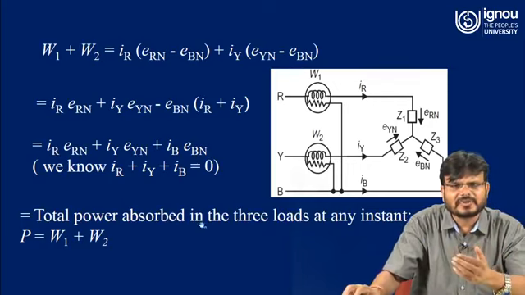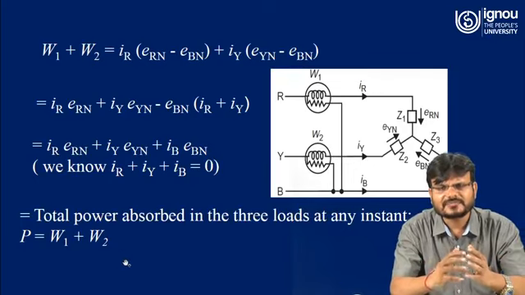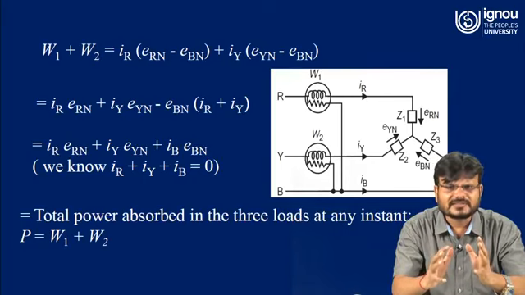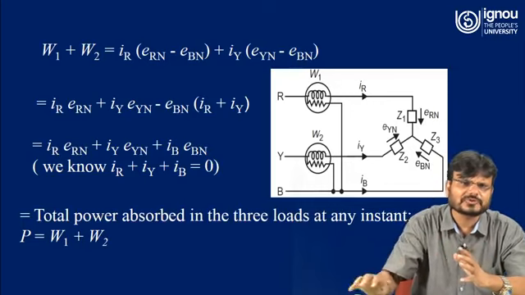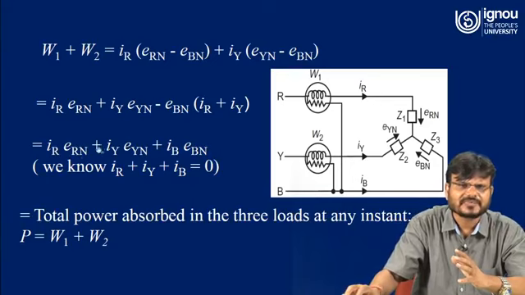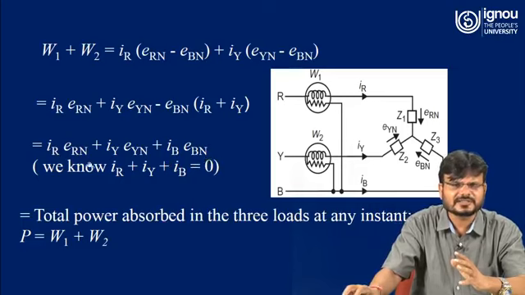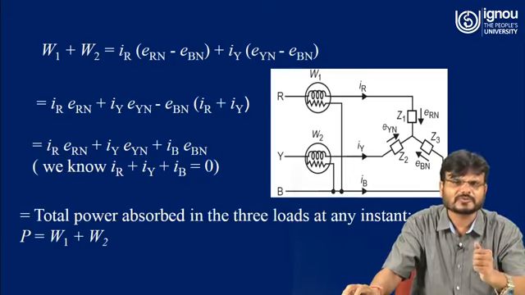So the total power absorbed in the three-phase loads at any instant is equal to what? P. So you can say P is equal to W1 plus W2. We can conclude that the total power in a three-phase system can be measured by the two wattmeter method, that is W1 plus W2. So power P is equal to iR eRN plus iY eYN plus iB eBN, and P is equal to W1 plus W2. So you can conclude that three-phase power can also be measured with the help of the two wattmeter method.